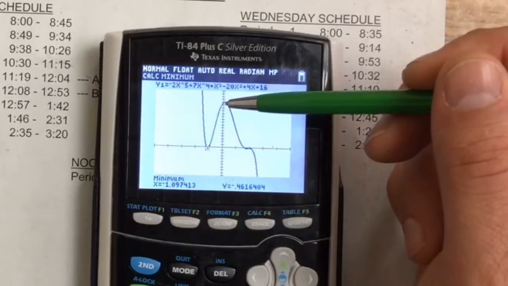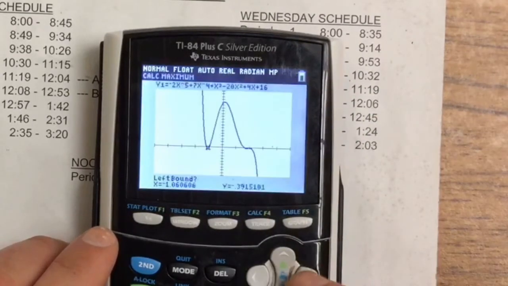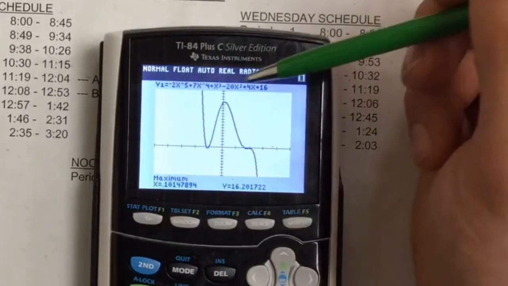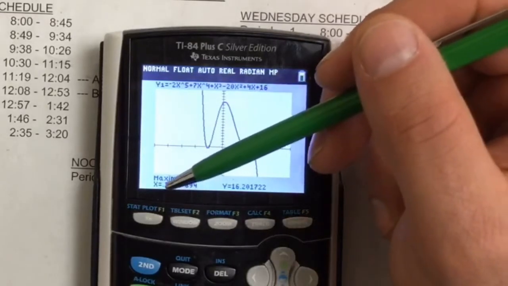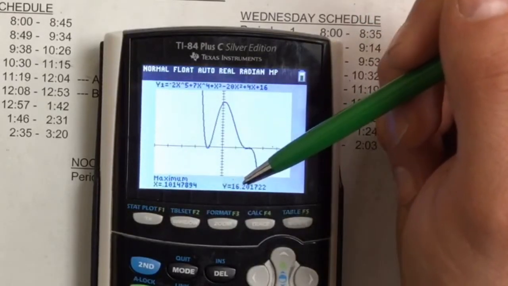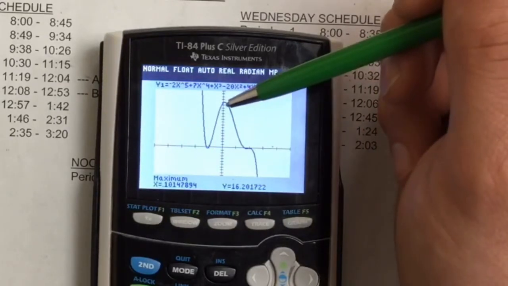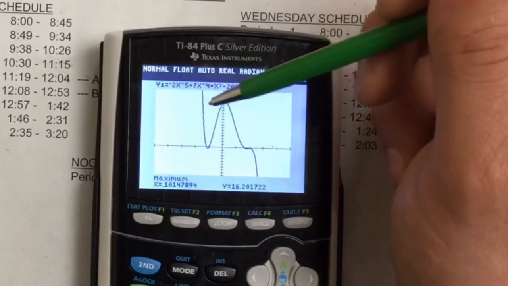So let's go get the maximum here. The maximum, second calc, maximum. Answer the questions about being left and right and guess. A maximum, a local maximum, occurs at 0.1, 16.2. Okay, and that is not an absolute maximum point because the graph goes higher over here.